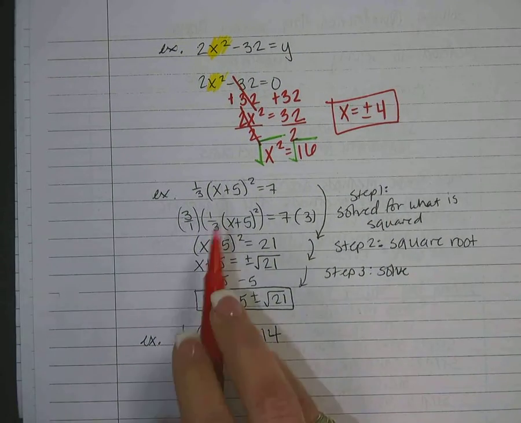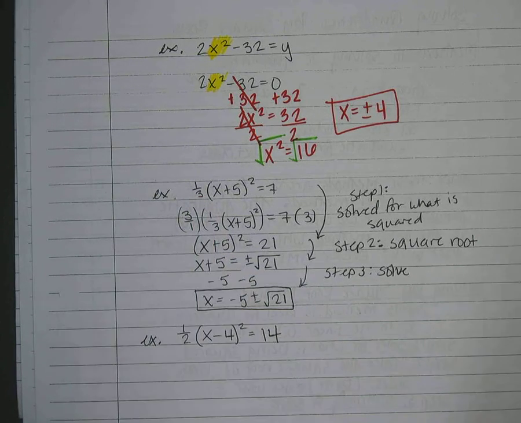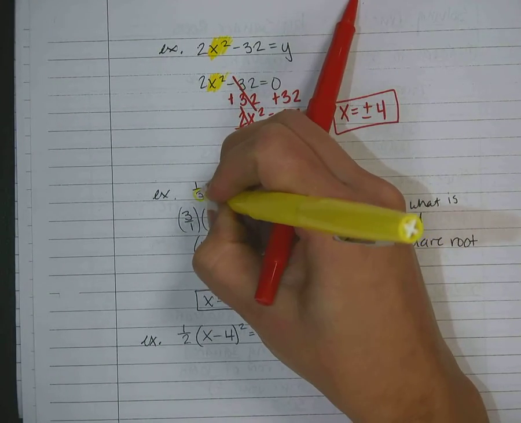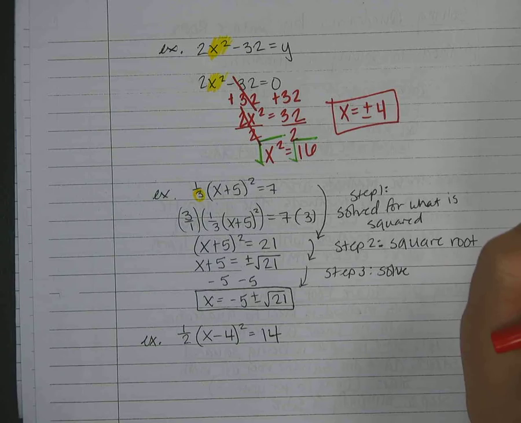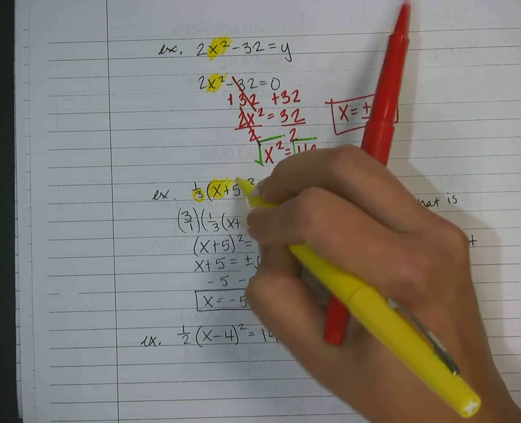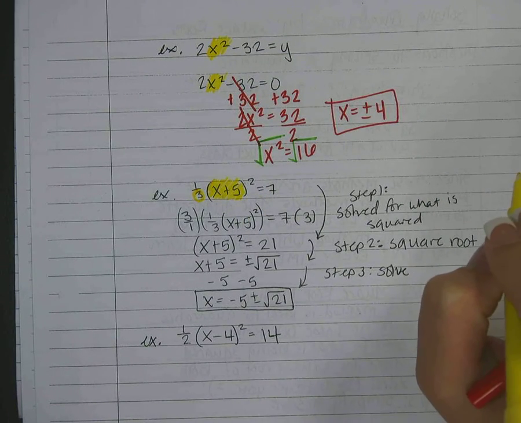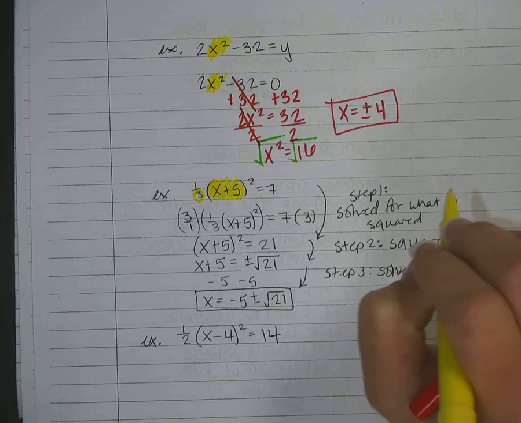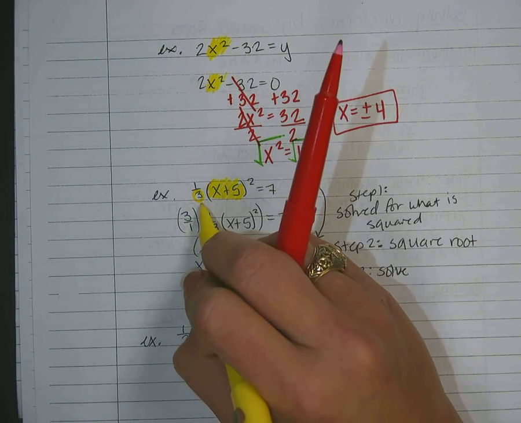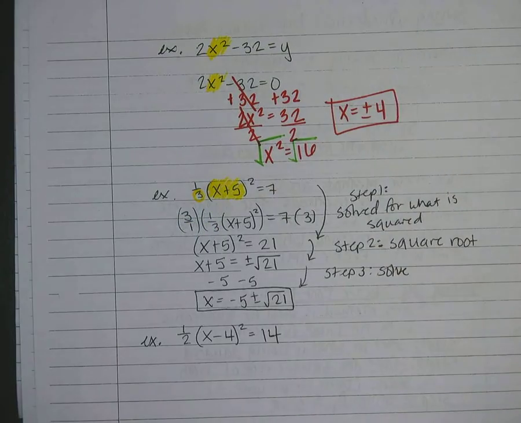Okay, now let's look at one with a fraction. How do I get rid of a fraction? By multiplying by whatever this denominator is, which in this case is 3. Now, if I highlight what's being squared, that's all of this x plus 5 because it's in parentheses. So that's what we're solving for now. The only thing that's happening to what's being squared is it's being multiplied by 1/3. So I'm going to multiply both sides by 3 to get rid of this fraction.